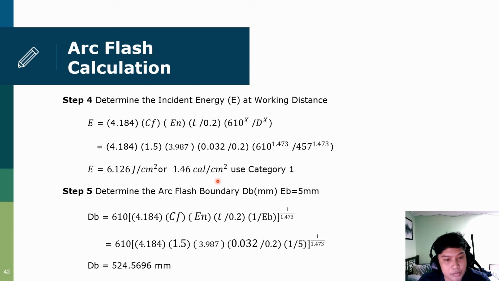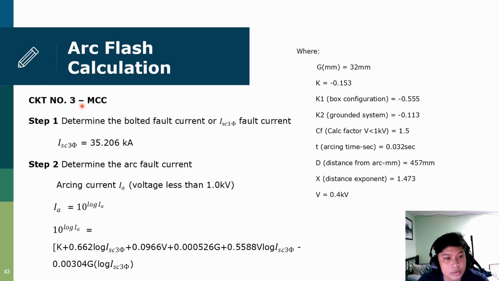In step 5, we determine the arc flash boundary dB in millimeter, and the value of EV is 5 millimeters. So this is the formula. And now we substitute the variables. So this is this one. The final answer is 524.5696.